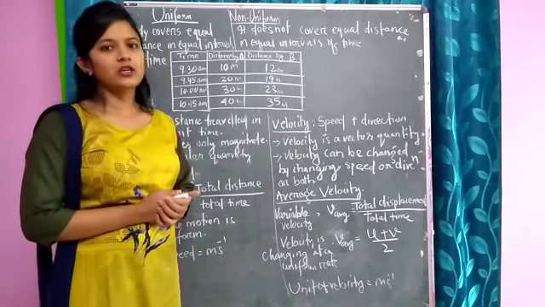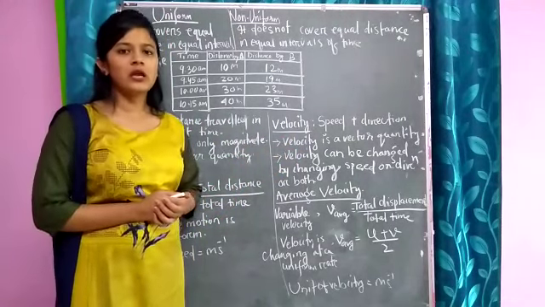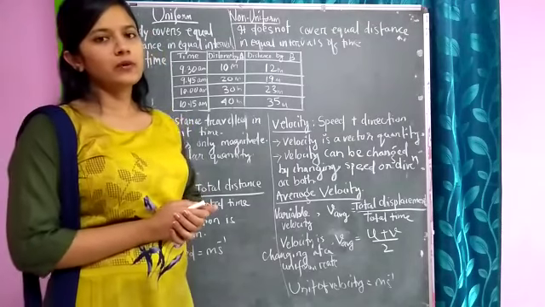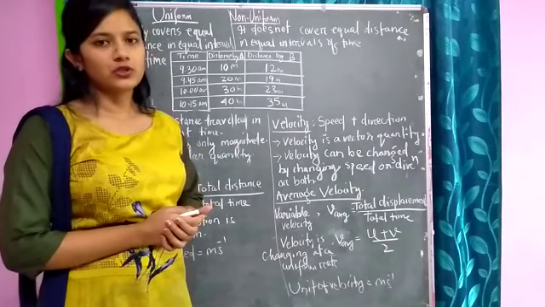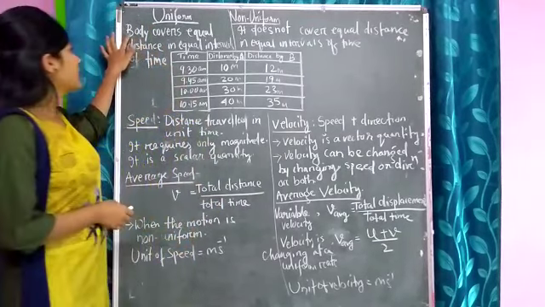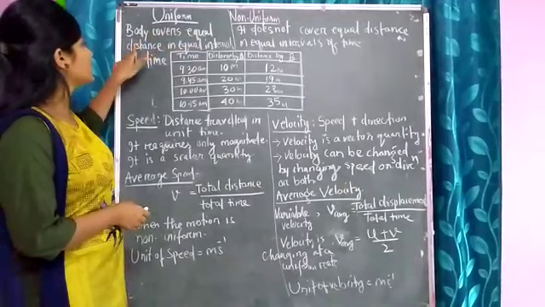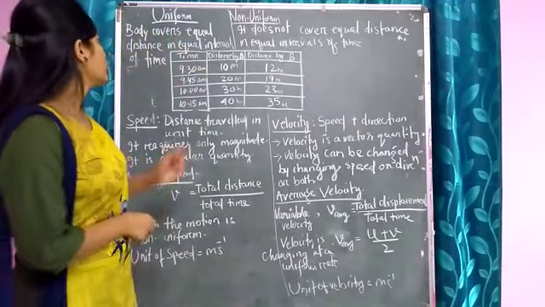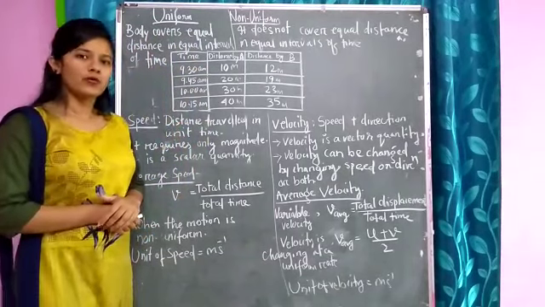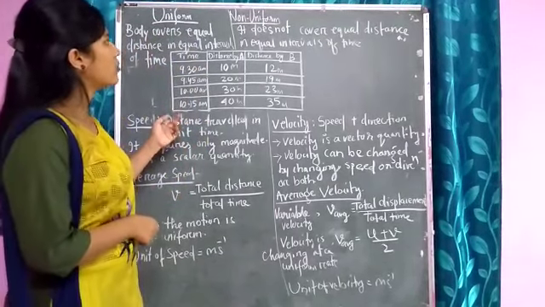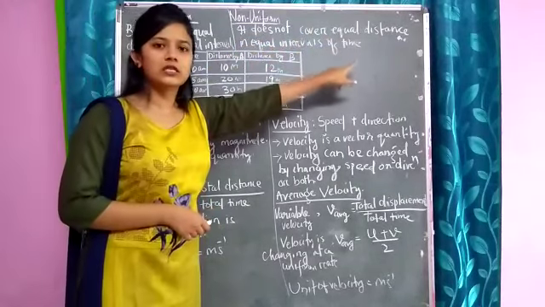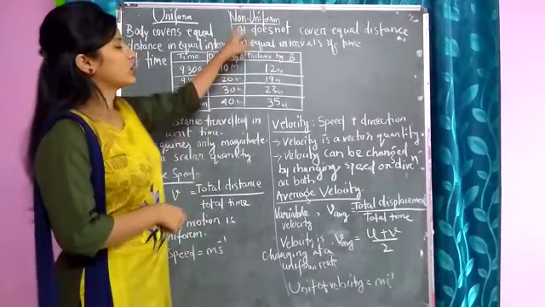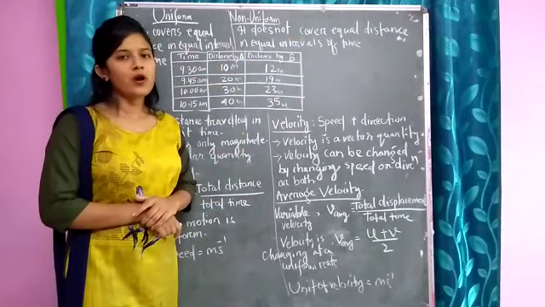So let us first discuss uniform motion and non-uniform motion. When will a body be said to be in uniform motion? If a body covers equal distance in equal intervals of time, then we say that the body is in uniform motion. Whereas if the body does not cover equal distance in equal intervals of time, then we say that the body is in non-uniform motion.